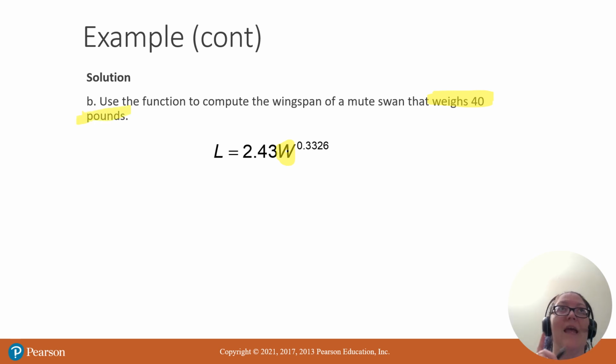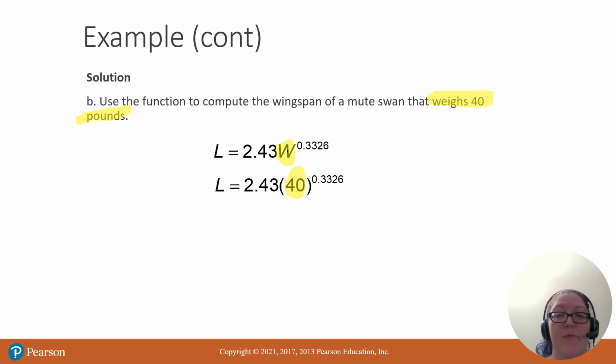Now, before I make any plug-in, I always want to remind myself that W was in pounds, and this is also in pounds. If this is not in pounds fully, we cannot use the model. So I'm going to plug in 40 right where I said it needed to go. Now, this is 40 to the power, so that 2.43 is being multiplied to 40 to the power.